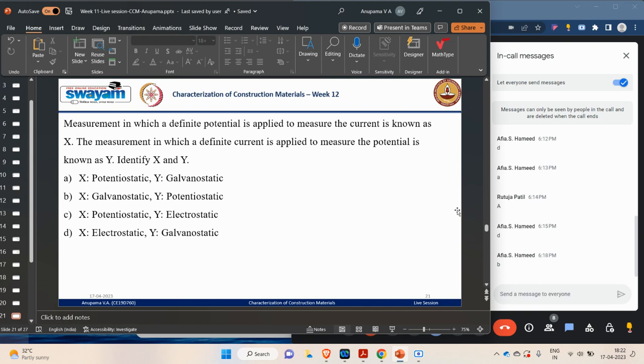There is a way to give a definite potential to measure the current, and there is a way to give a definite current and then measure the potential. So what is what? X is potentiostatic and Y is galvanostatic, or X is galvanostatic and Y is potentiostatic, or X is potentiostatic and Y is electrostatic, or X is electrostatic and Y is galvanostatic.